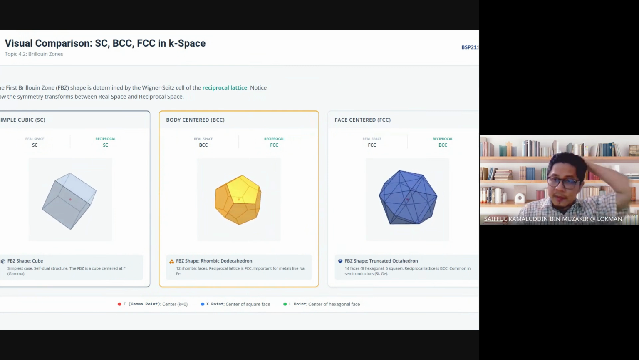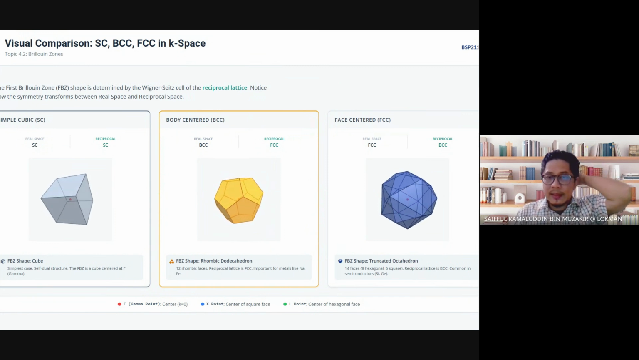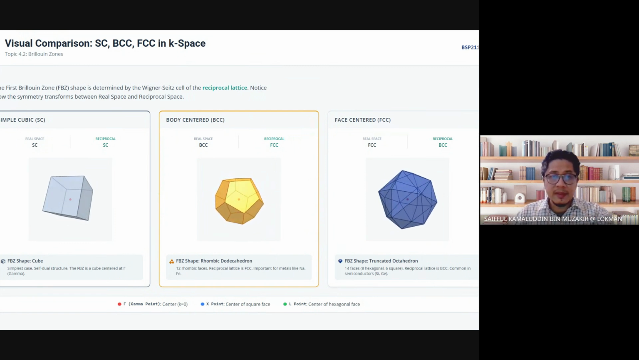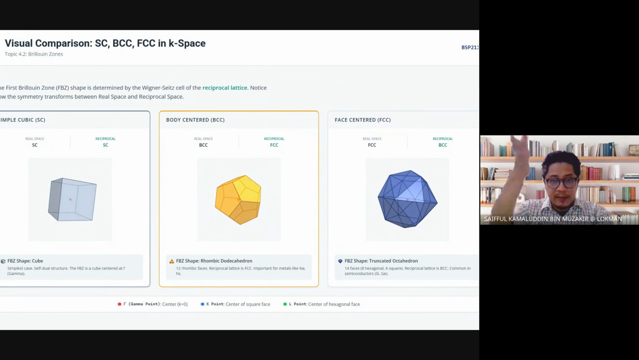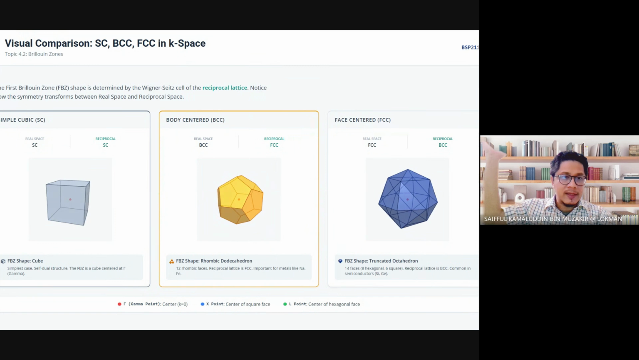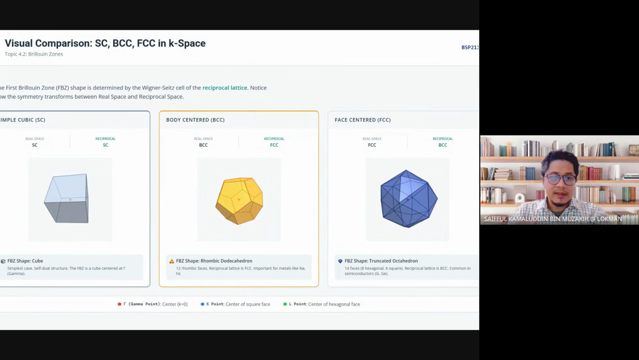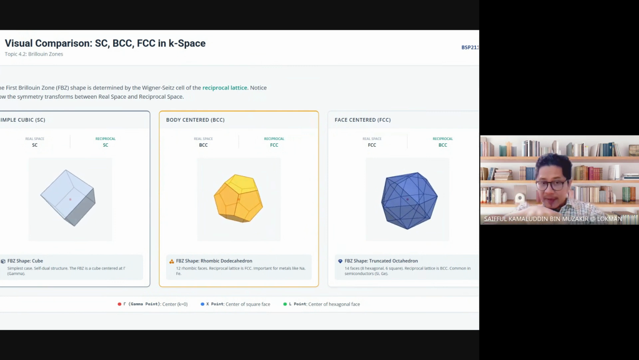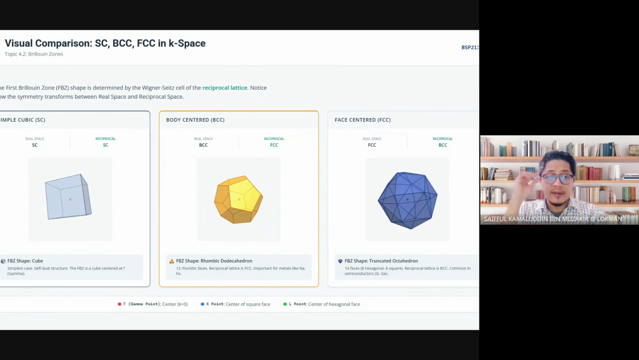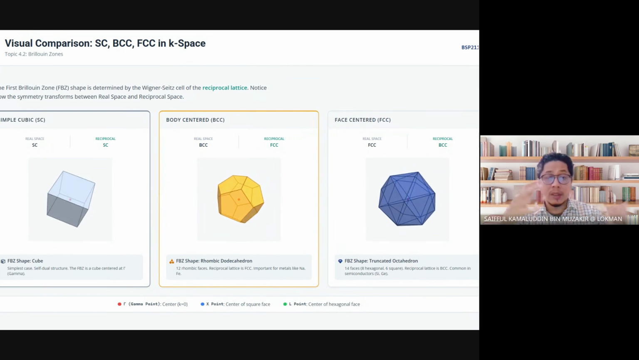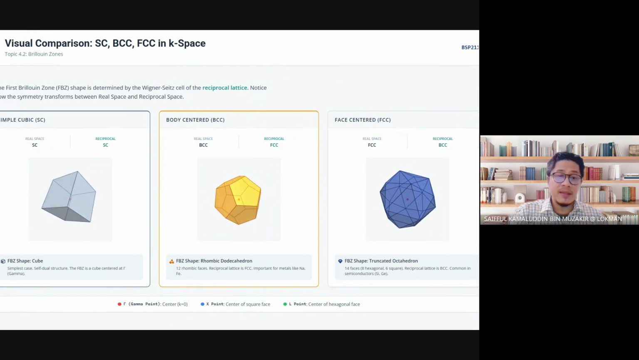So this slide helps us to compare the three main lattice types visually in reciprocal space. For SC, simple cubic, it's very simple. Real space SC, reciprocal space SC, very simple. I wrote at the bottom, FBZ is the first Brillouin zone. So the first Brillouin zone is a cube. This is the simplest case, the self-dual structure. FBZ is a cube centered at gamma.